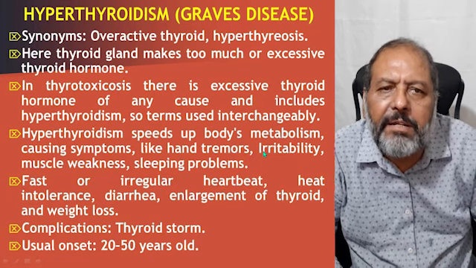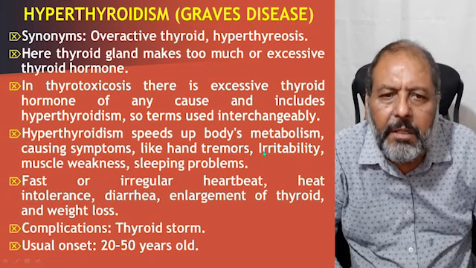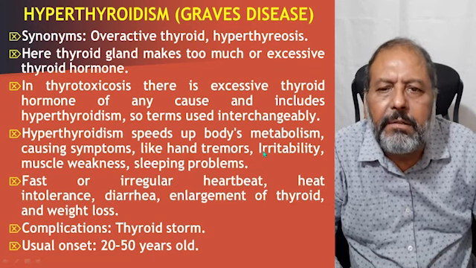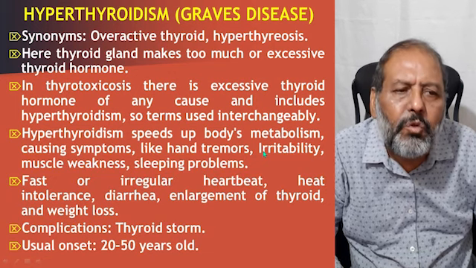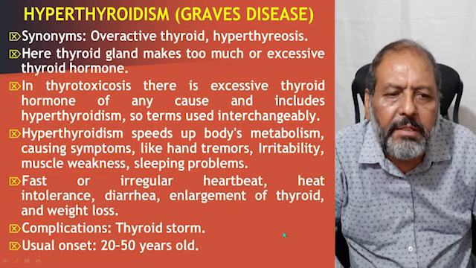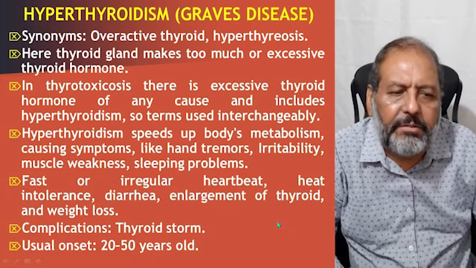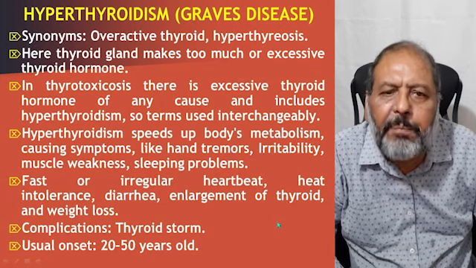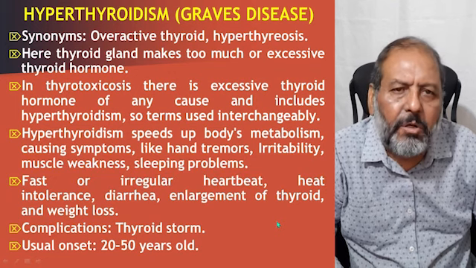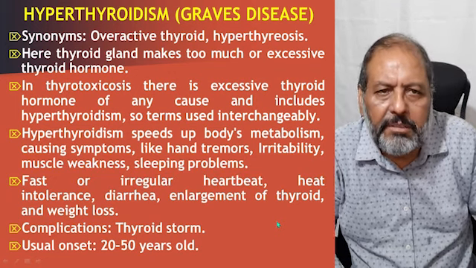Now, hyperthyroidism or Graves disease, the other name is overactive thyroid or hyperthyroidosis. Here, the thyroid gland makes too much or excessive thyroid hormone. In thyrotoxicosis, there is excessive thyroid hormone of any cause, and it includes hyperthyroidism. So the terms thyrotoxicosis and hyperthyroidism are sometimes used interchangeably.